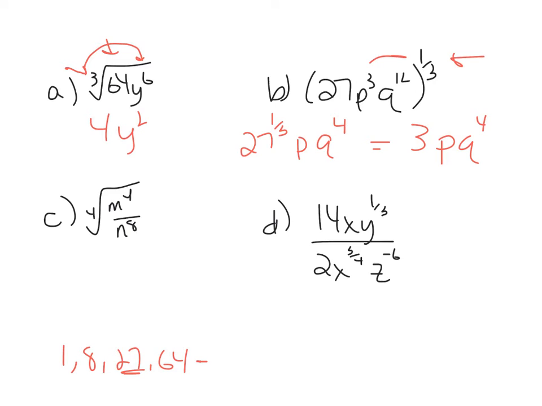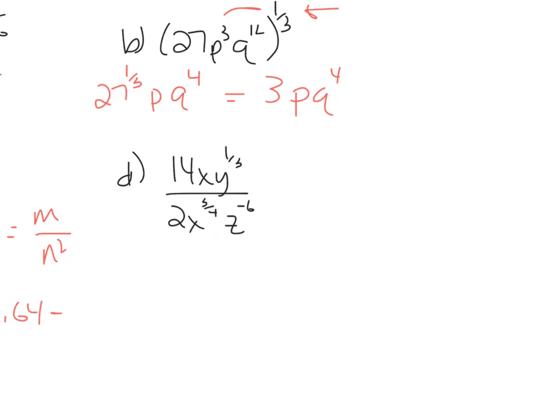Part C. Variables here, and we can break that down into 2 pieces. You can break a fraction down like this: the 4th root of m to the 4th over the 4th root of n to the 8th, and treat it as 2 different things. And remember, we're dividing. Anytime we have variables, we're going to divide our index into our exponent. 4 goes into 4 1 time. That should be an n down here. 4 goes into 8 2 times. That's all there is to it.